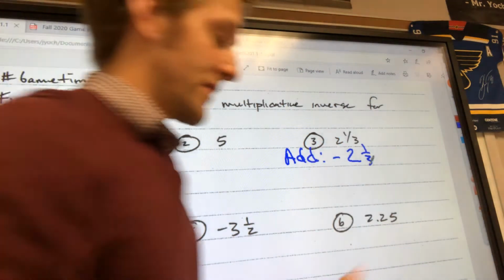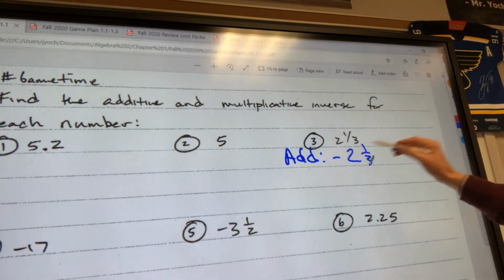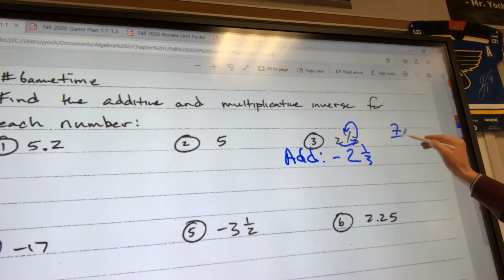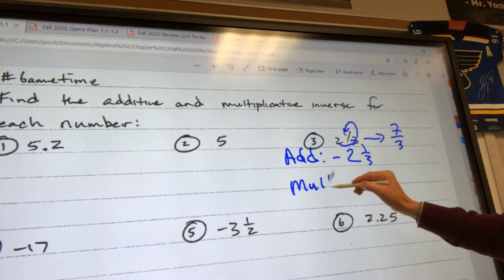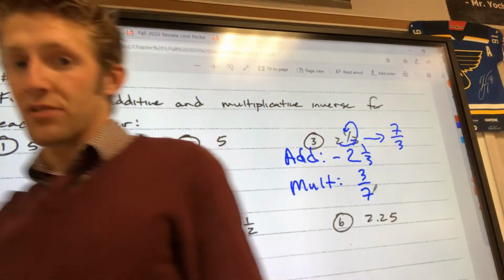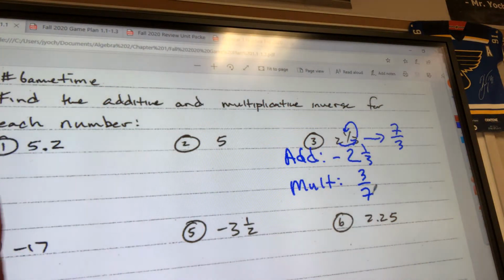The multiplicative inverse, here's what you got to do. There's a little snowball move here. 2 times 3 is 6, plus 1 is 7. 7/3 is 2 1/3. We're going to flip it, good. That is 3/7. The multiplicative inverse is another name for the reciprocal.